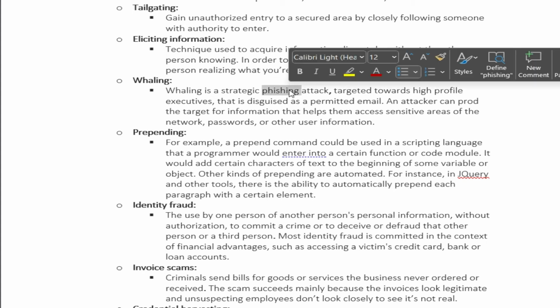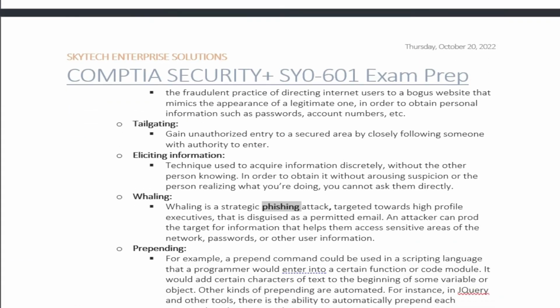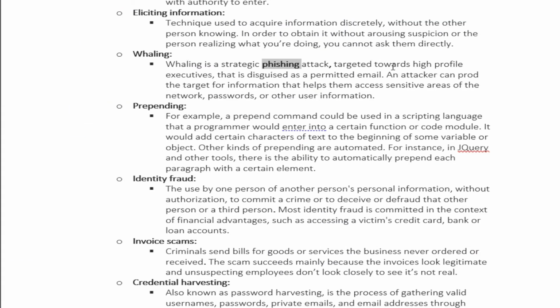All right, guys, so let's go back to what phishing means over here. Phishing is the fraudulent practice of sending emails purporting to be from reputable companies. All right, so they're sending you email in order to induce you to send some information to them. So whaling is another form of folks using email to get you to send them some information that they want about you. But there's a key difference here. Whaling targets high-profile executives.